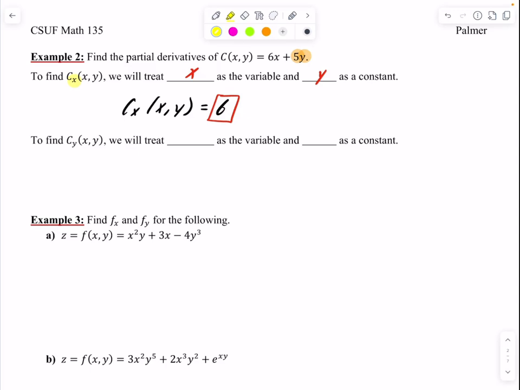For the second part, if I'm finding the partial derivative with respect to y, then of course y is treated as the variable, and this time x is the constant. So if x is a constant, 6x itself is just a constant. The derivative of a constant is 0, so I only need to take the derivative of 5y. The derivative of that is going to be 5.